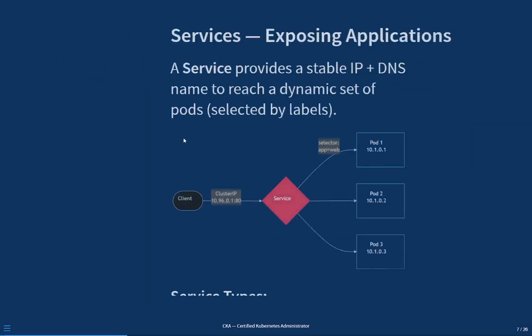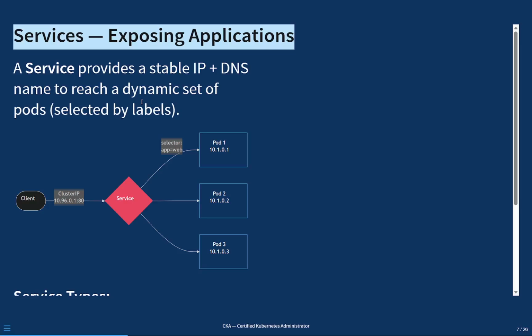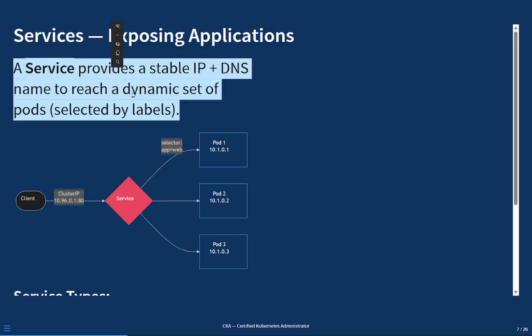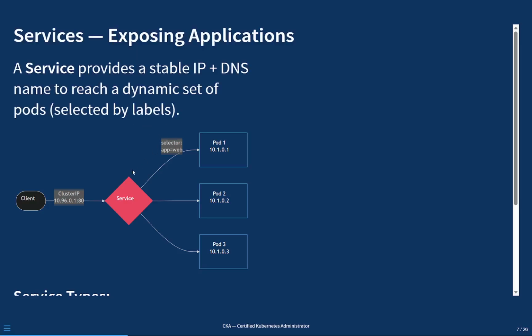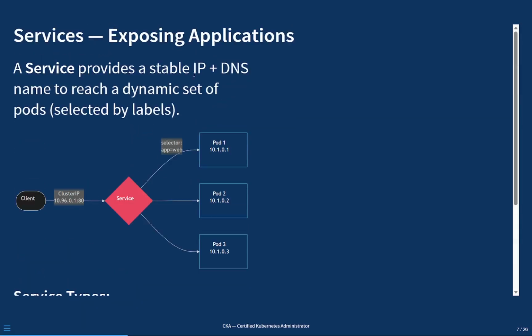Pods are ephemeral. They can be created and destroyed at any time. Their IP addresses change. So how do clients reliably reach your application? That's what services are for. A service is a stable virtual IP and DNS name that sits in front of a set of pods. It uses a label selector to dynamically find the right pods. When pods come and go, the service's endpoint list updates automatically.